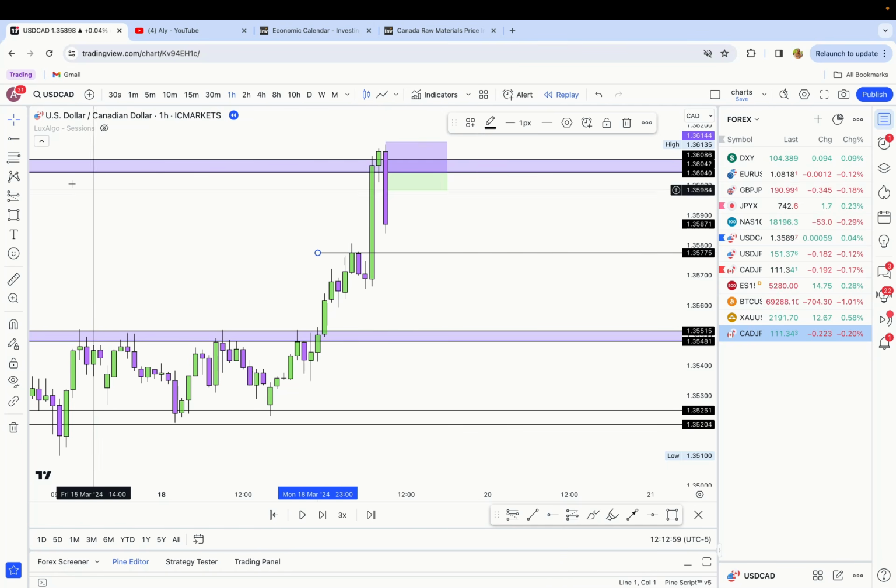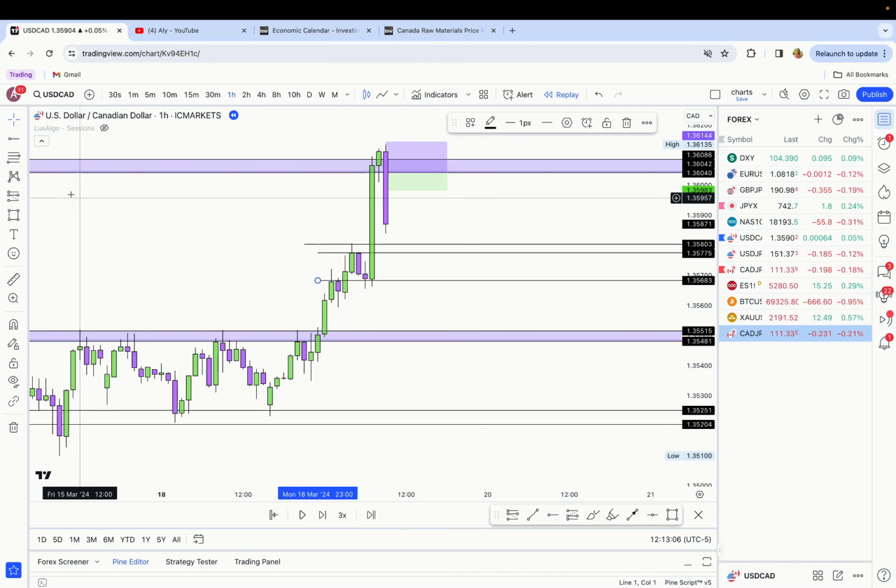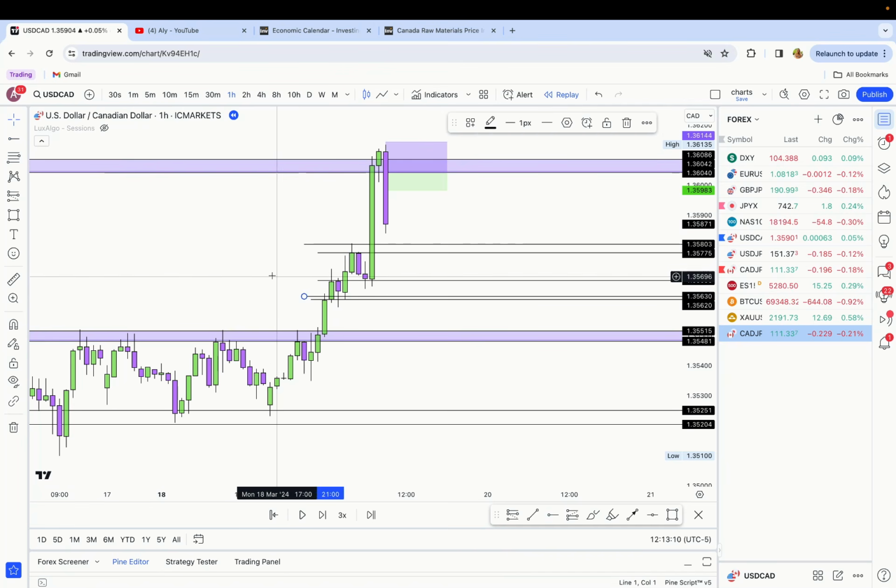So we want to have one here. You can have two as well, just in case they don't hit. So you can have two, you can have one, and you can have two here. It's totally up to you. What this creates is confidence, and it makes you comfortable to hold the trade.